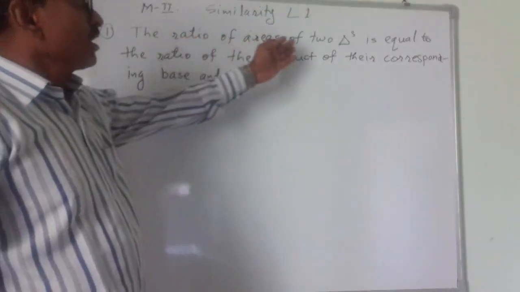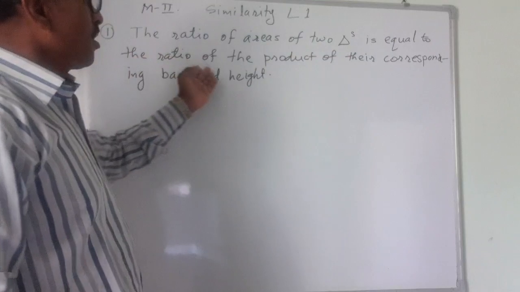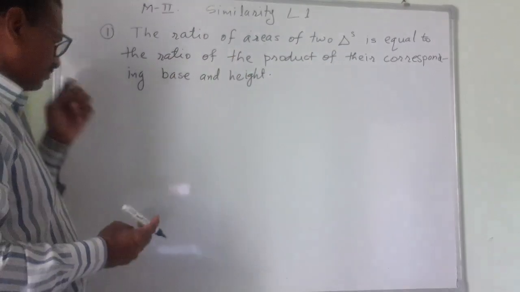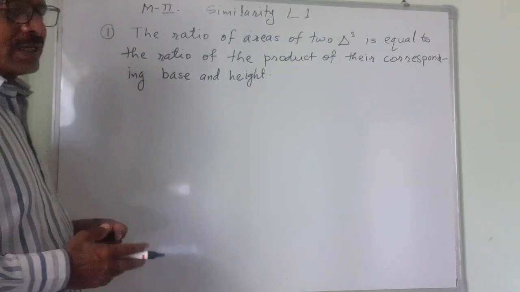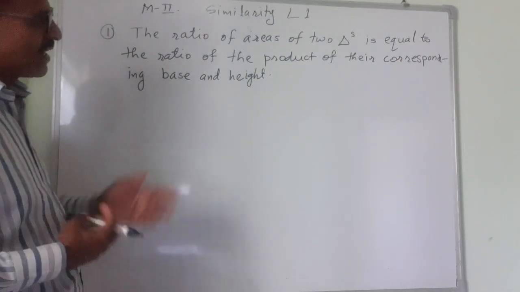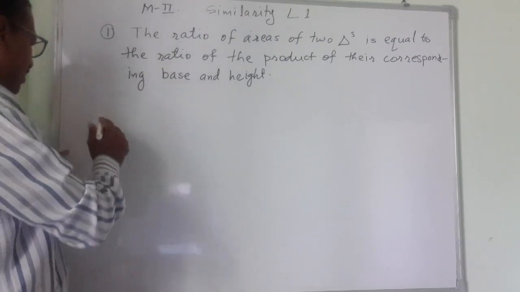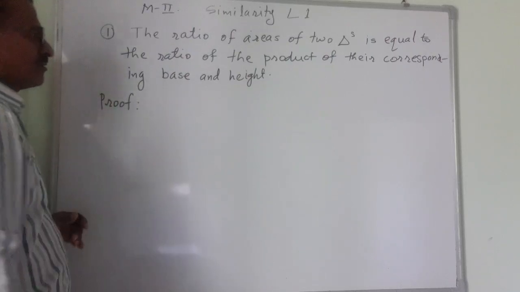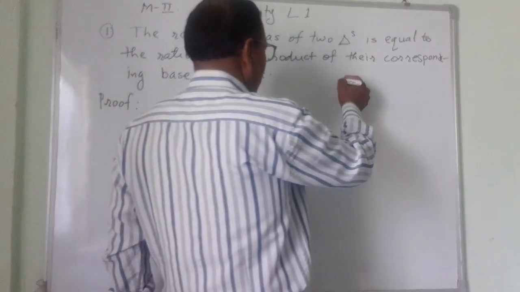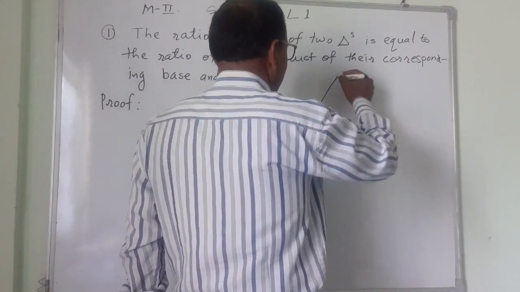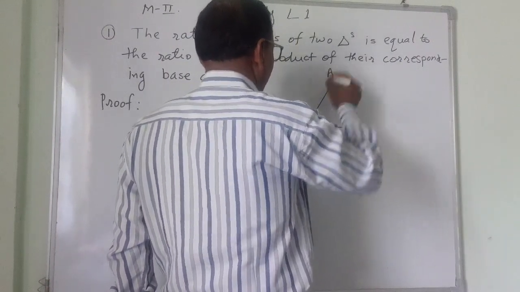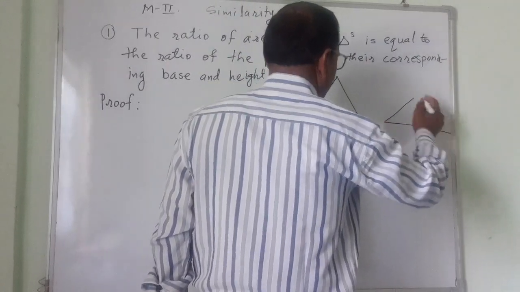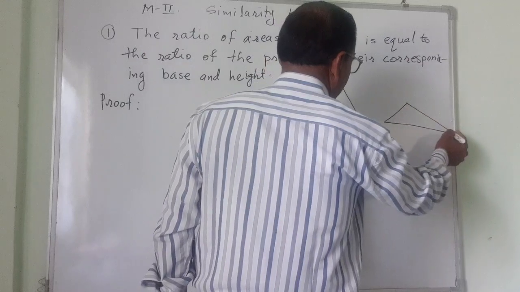The ratio of the areas of two triangles is equal to the ratio of the product of their corresponding base and height. Any two triangles, they have not said that they are similar triangles. How can I go for the proof? I will have two triangles, any two triangles. This is one triangle ABC. This is another triangle PQR.